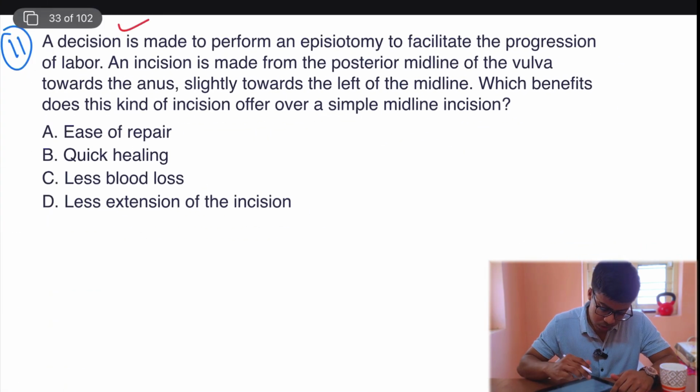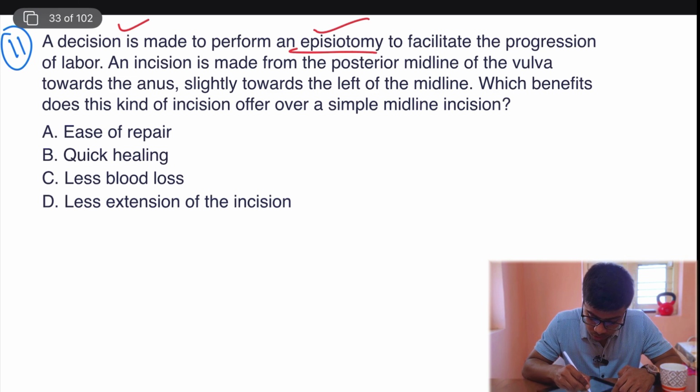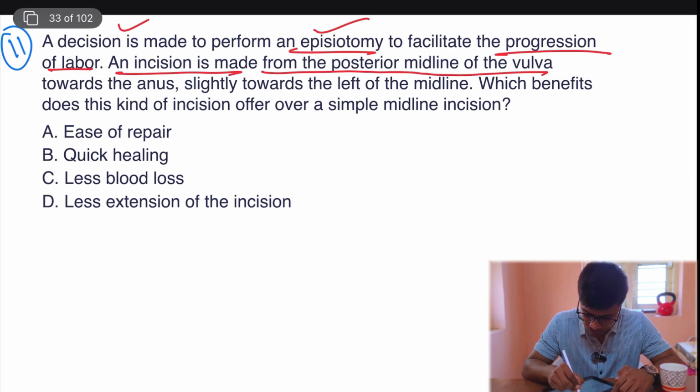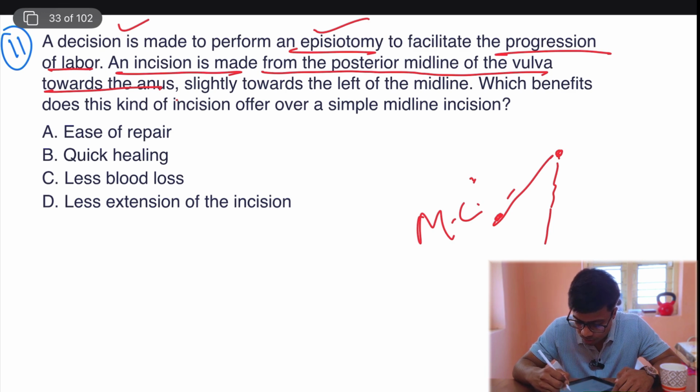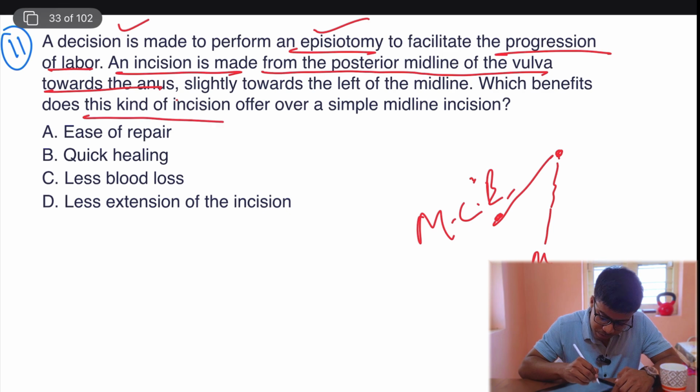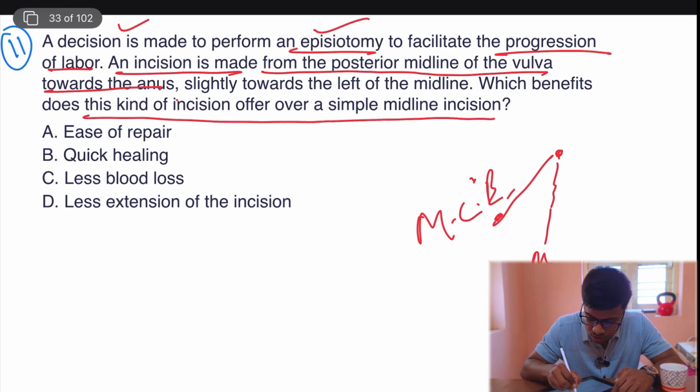Apart from that, coming to the next question: a decision is made to perform an episiotomy to facilitate the progression of labor. An incision is made from the posterior midline of the vulva towards the anus, slightly towards the left. So this is the midline, and they are talking about a mediolateral episiotomy, and this is median. Which benefit does this kind of incision offer over a simple midline incision?